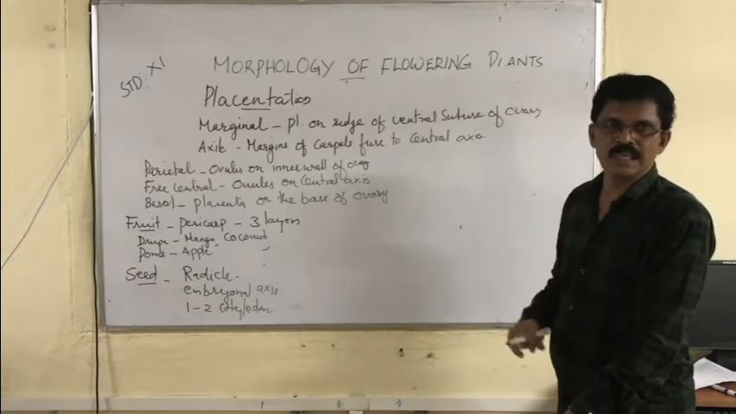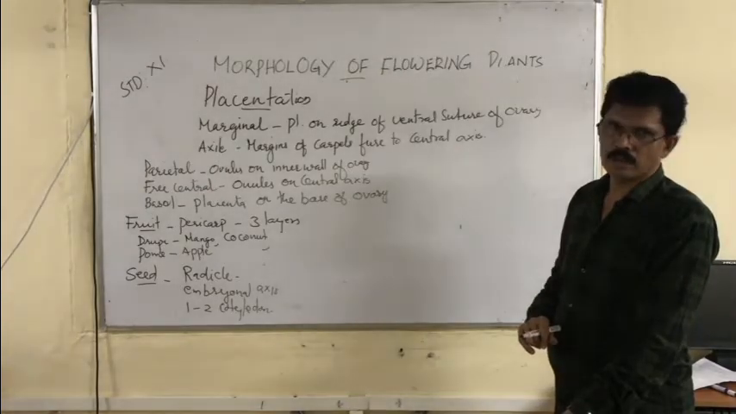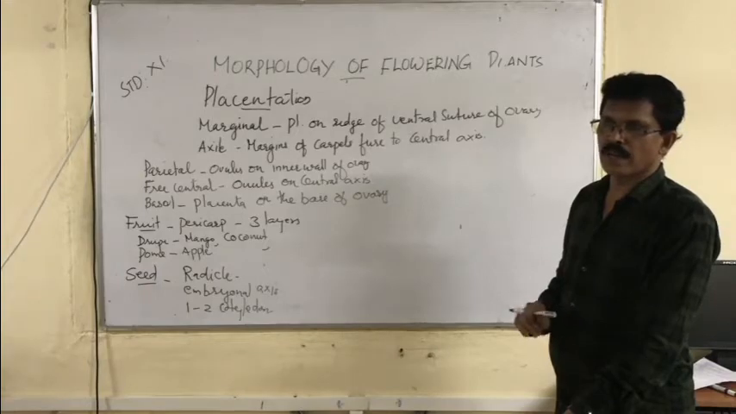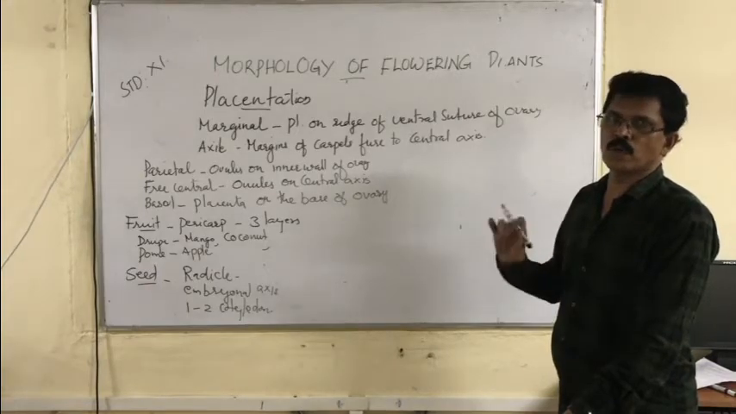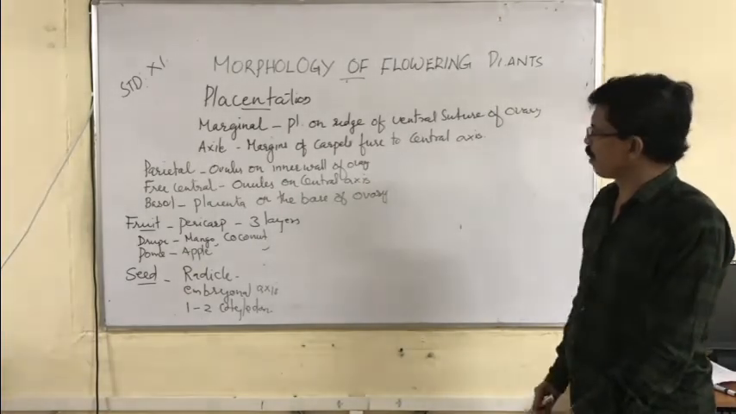You have already seen ovules are arranged inside the ovary. But where on the ovary are the ovules arranged? Ovules are arranged on the placenta of the ovary. In different plants, this placentation is different.